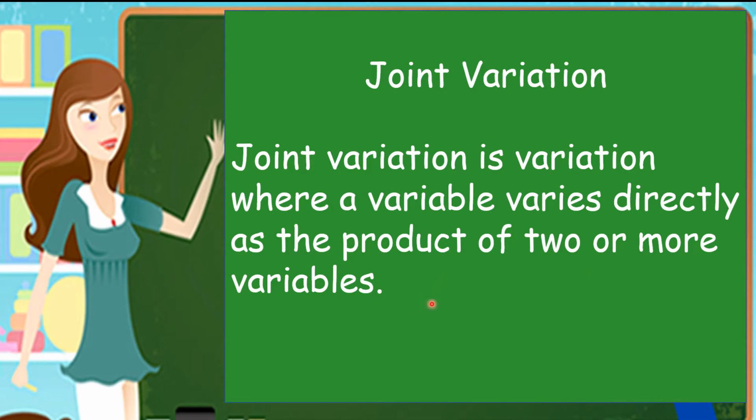So meaning, para siyang direct variation, kaya nga lang, siya ay nakavaries directly sa dalawa o higit pang variable. So, ang relationship na ito ay gumagamit ng ilang elements. Isang element or isang variable is varies directly as two or more variables.